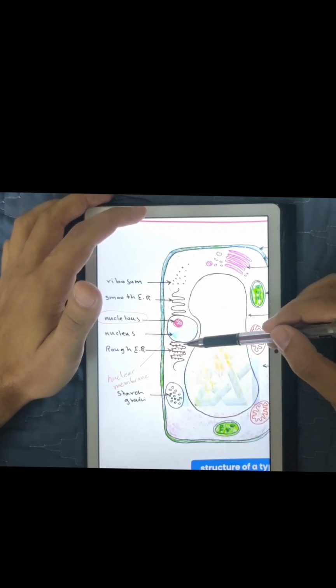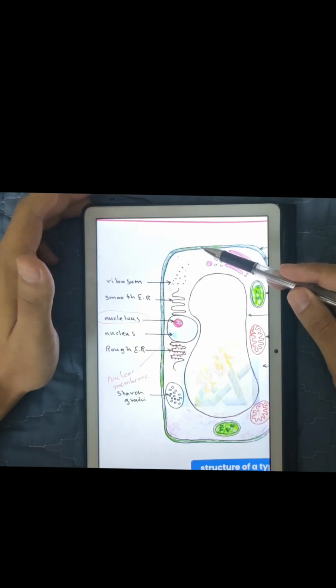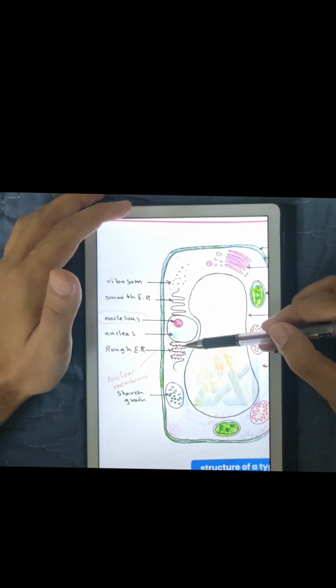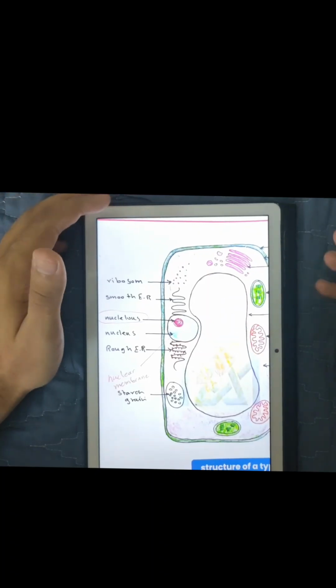You see how it's connected to the nuclear membrane? See, it could also be connected to the plasma membrane, but it's only connected to the nuclear membrane here in this photo.